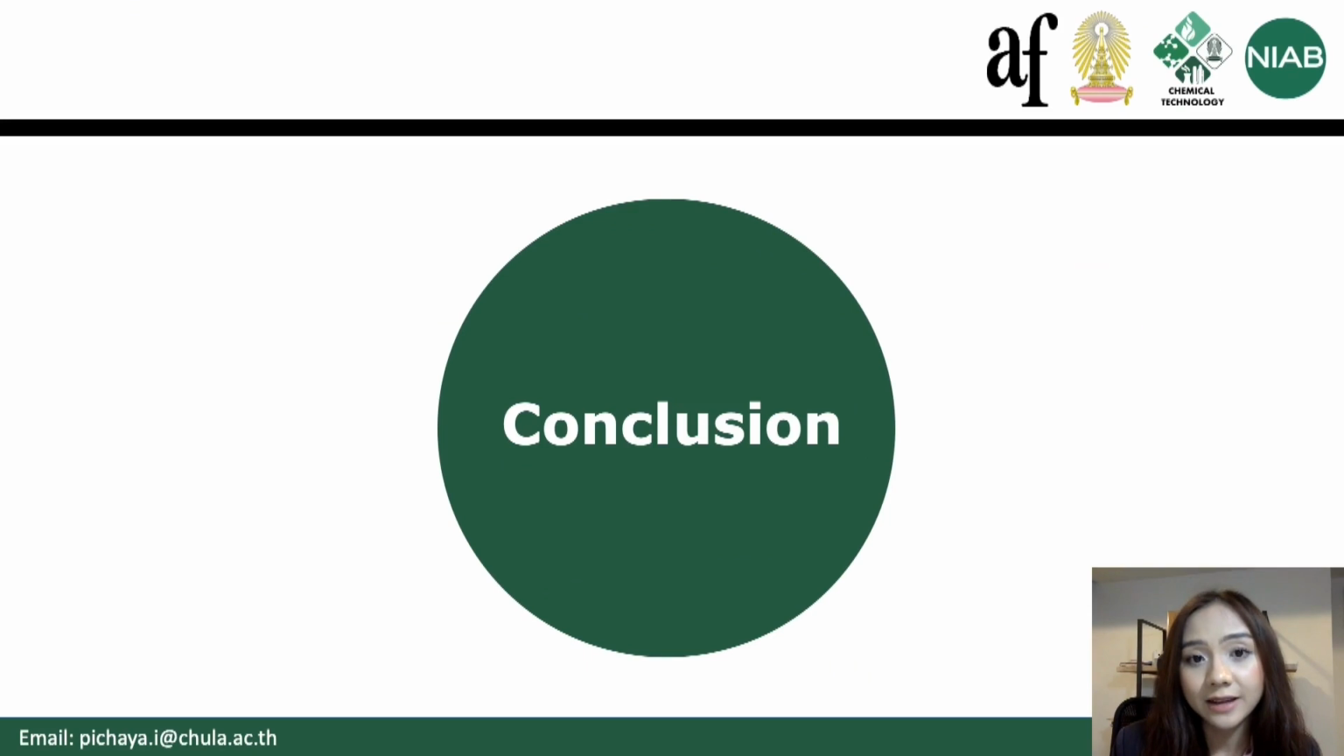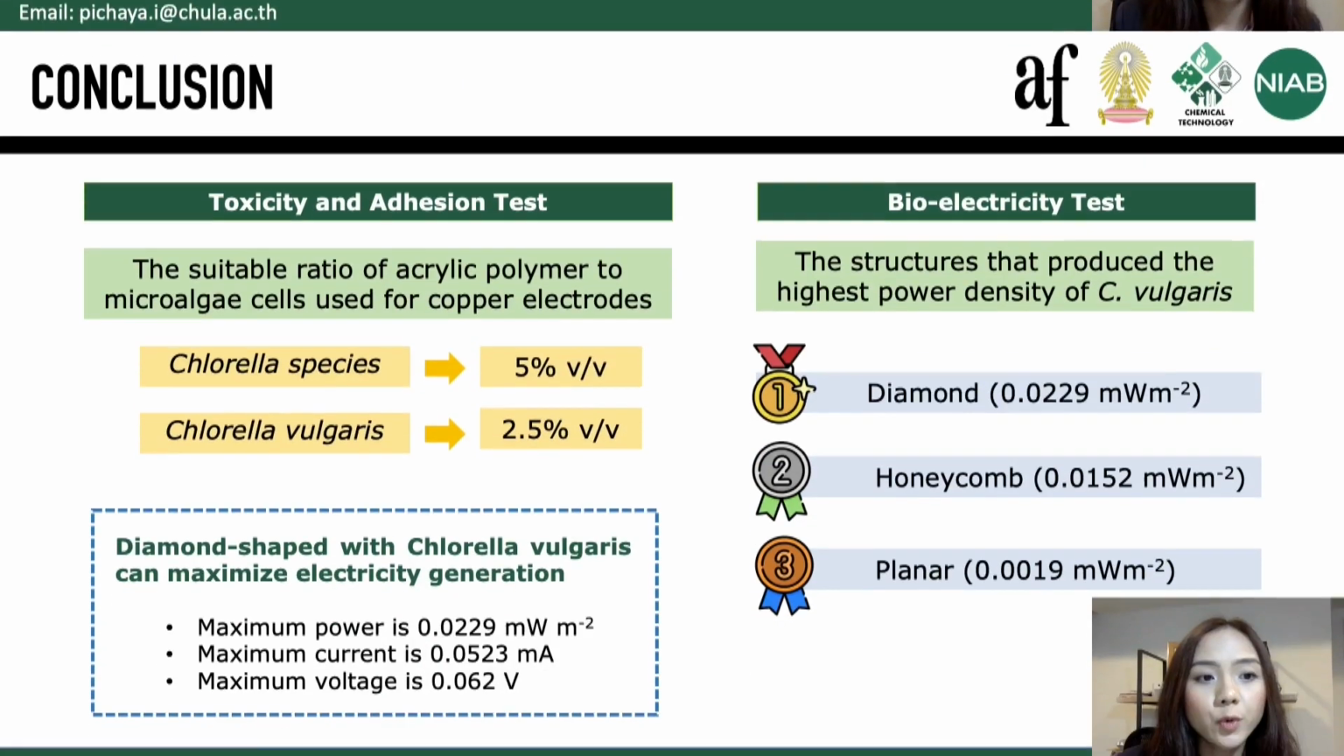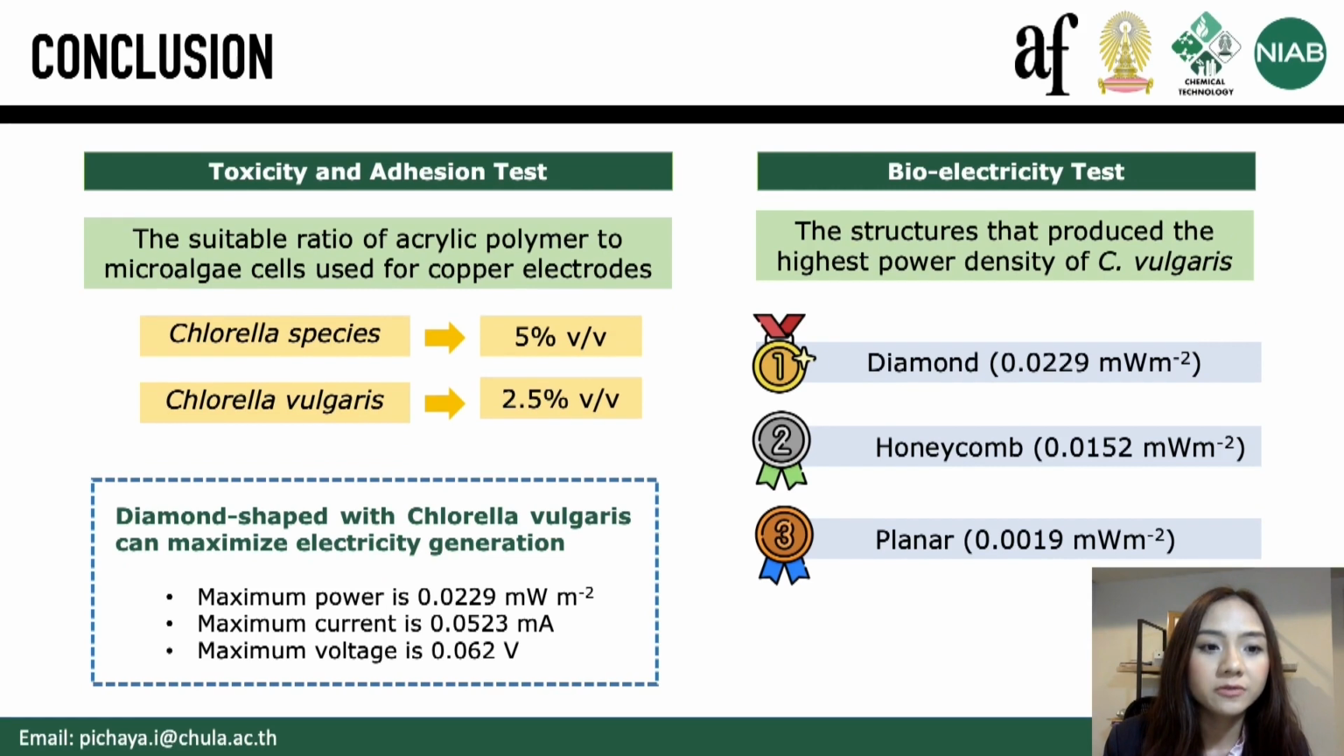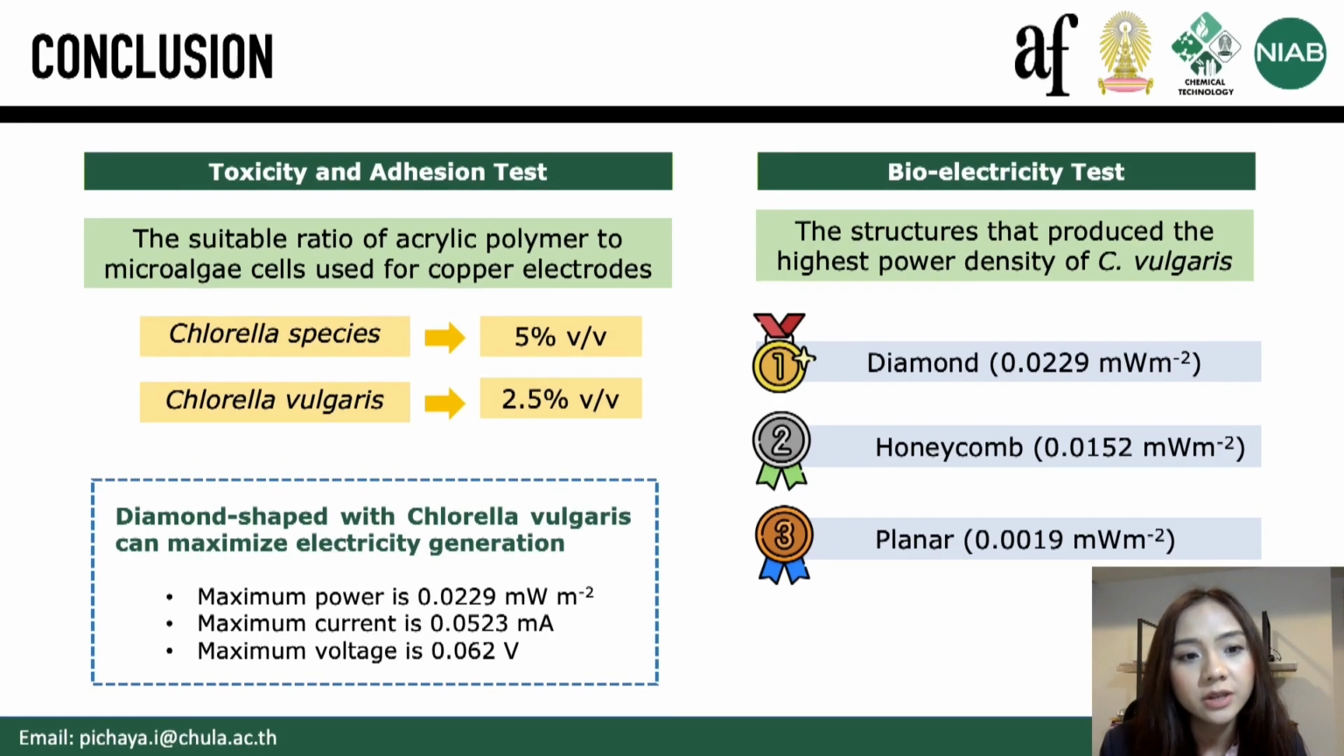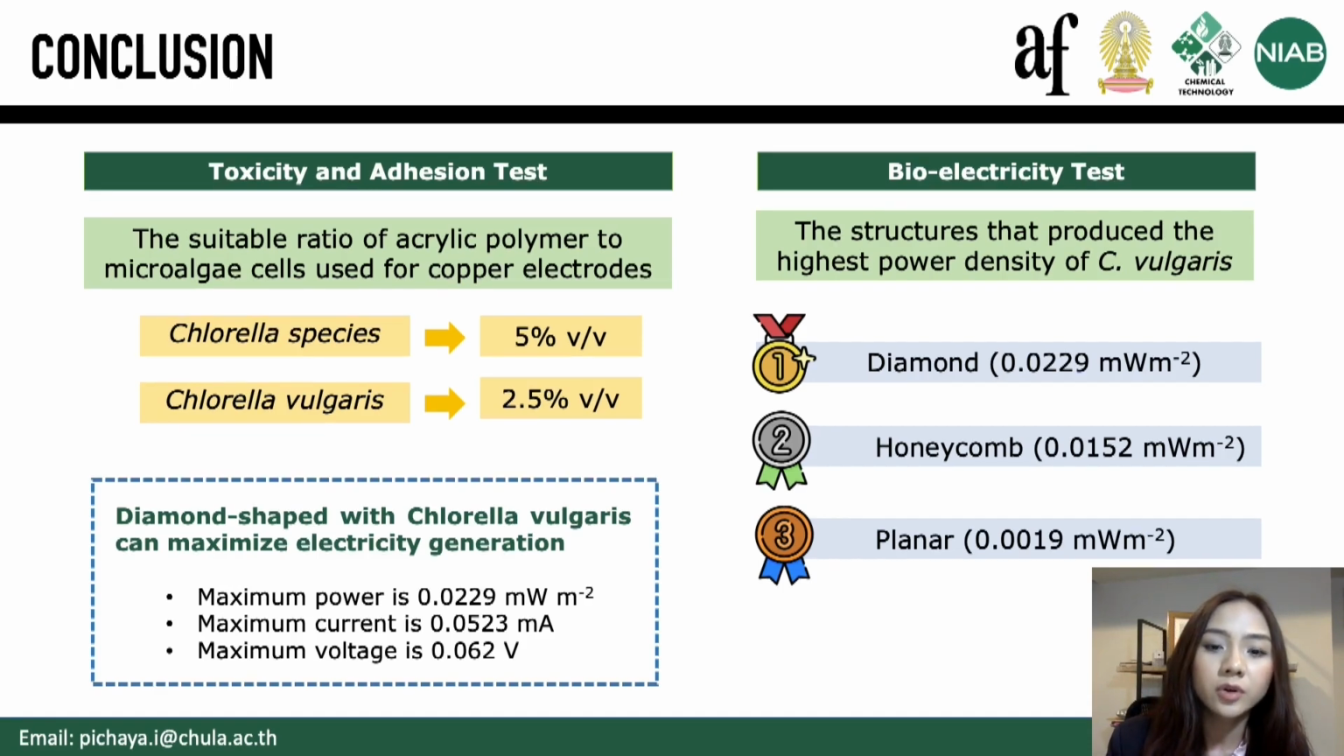Let's conclude our findings. We conclude that we found the right amount of acrylic polymer that's supposed to be used for these two microalgae species, if we want to use them in BPVs to attach onto the copper electrodes. We can also conclude that the diamond shape actually generates the highest power density for Chlorella vulgaris, followed by the honeycomb structures and then the planar.